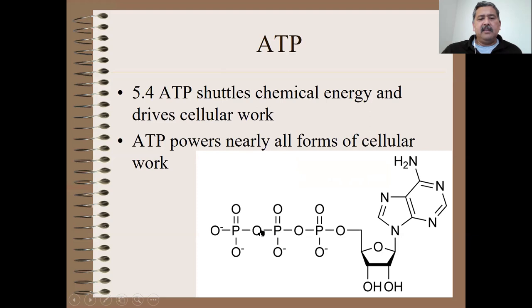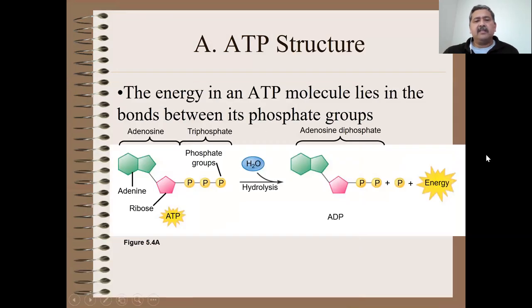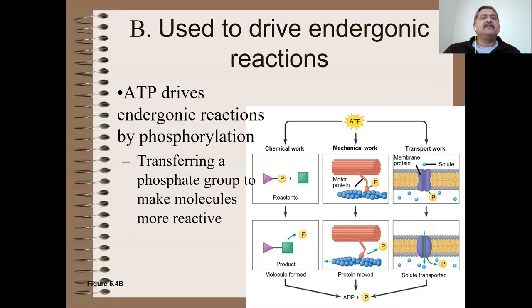What's happening is the bond between the second and the third phosphate is actually a high energy bond. As you can see, this would be this one right here. It's a high energy bond. When you break that, you're going to get more energy than you typically would if you were to break just a typical covalent bond. It's called ATP because here's the adenine, and then here are the three phosphates, or triphosphate. So ATP is changed to ADP, DP for two, and this phosphate gets broken off, but when you break that bond right there, you're going to get a lot of energy. So the energy in the ATP molecule lies in the bonds between its phosphate groups.